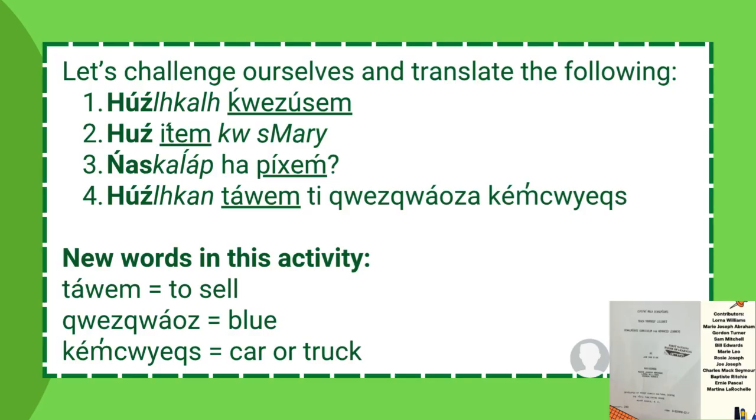So hulkash illusion. Remember, hul means we want to indicate we're about to do something. So we're about to go to work. Hul itlam kush Mary. Mary is about to sing. She's going to sing. Nash kalap ha pecham. Are you folks heading there, right, to hunt? And hulkan tawam ti kwazkwaza kumhyaksh. It's I am about to sell my blue truck.